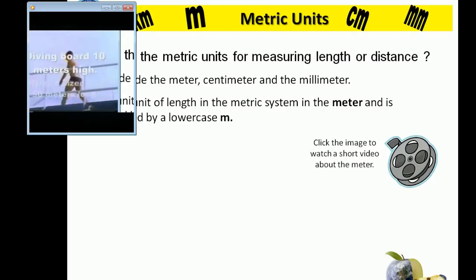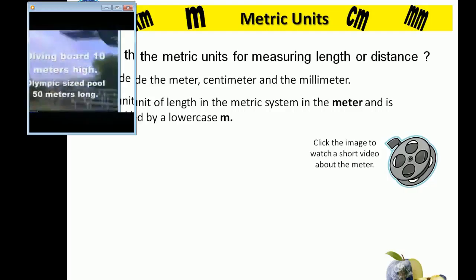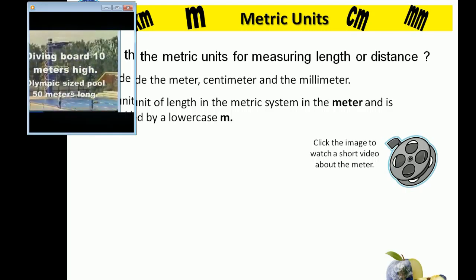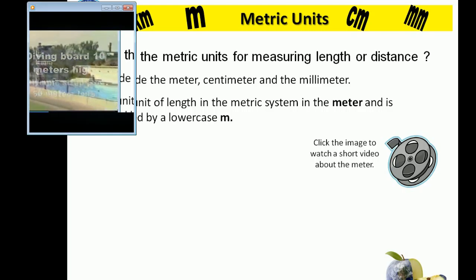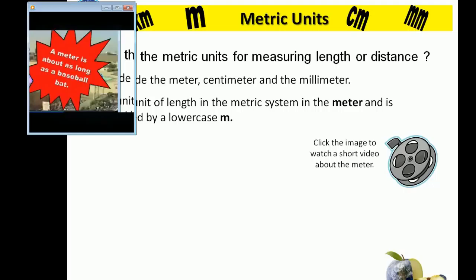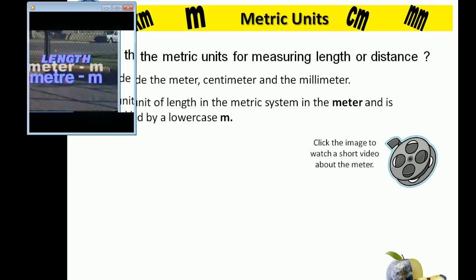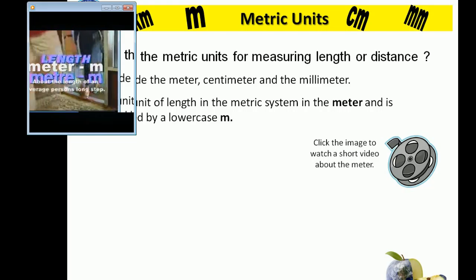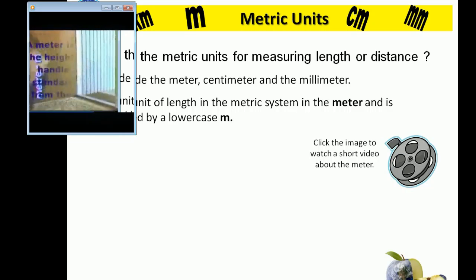Athletic tournaments throughout the world measure in metric dimensions. This diving board, 10 meters high. An Olympic-sized pool is 50 meters long. Meter, base unit for length. Meter, about as long as a baseball bat. A meter can be the length of an average person's long step. For most people, that is. The height of a handle on a standard door is about 1 meter from the floor.